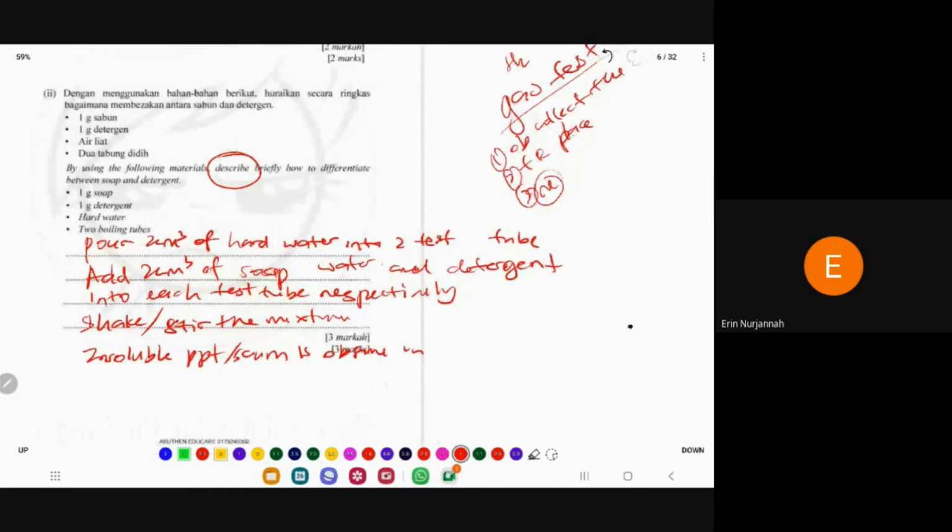For example, like this case, I change it into the brown ring test. You can say, pour 2 cm cube of dilute sulfuric acid into a test tube. Add 2 cm cube of ferrous sulfate solution into the test tube. Shake the mixture. A few drops of concentrated sulfuric acid are added into the test tube. A brown ring is observed.